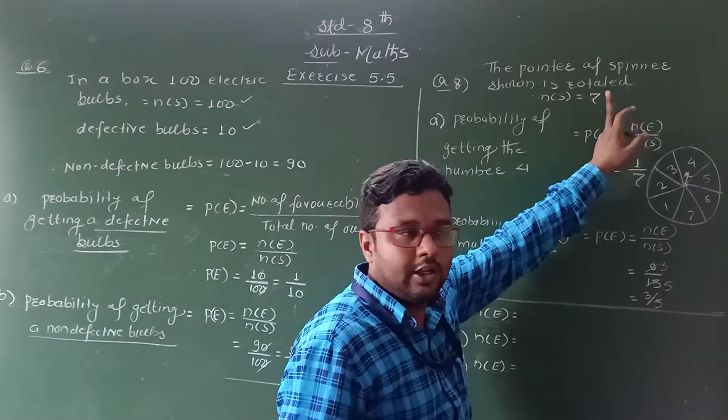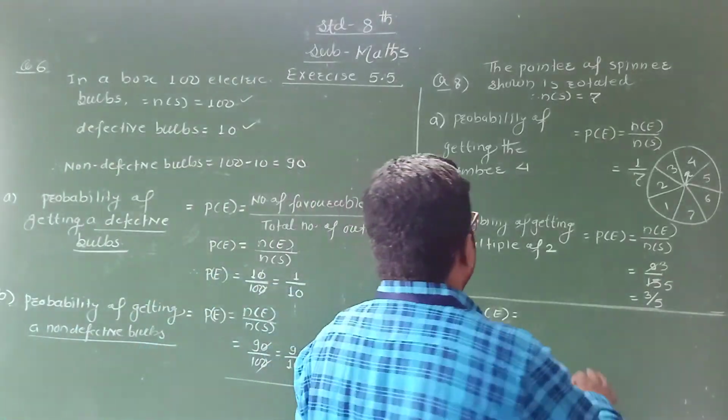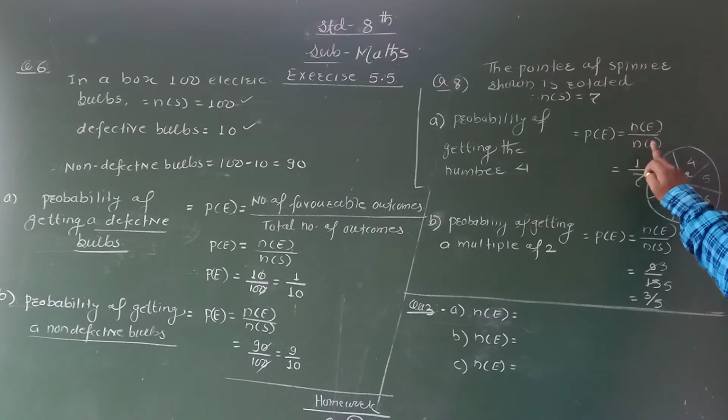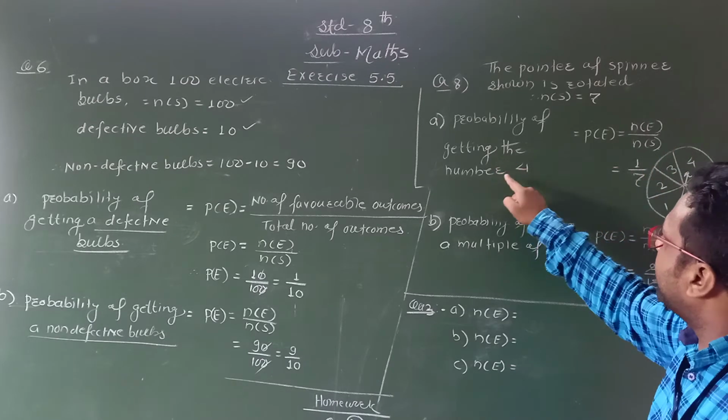7 here. Clear? Then the probability of getting the number 4. What is the formula to find out the probability? That is P of E is equal to N of E upon N of S. That is the number of favorable outcomes upon the total number of outcomes, for getting the number 4.